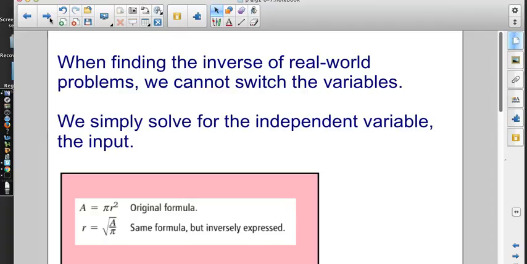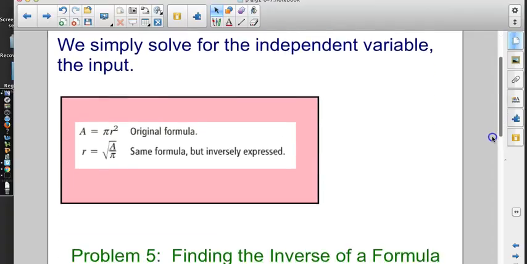How do you know which is which? Area of a triangle says A equals 1/2 BH. The A is the dependent variable. We're saying if you put whatever you want in for B and H, then you'll get A. So what we're doing here is solving for the variable that's not already solved for.